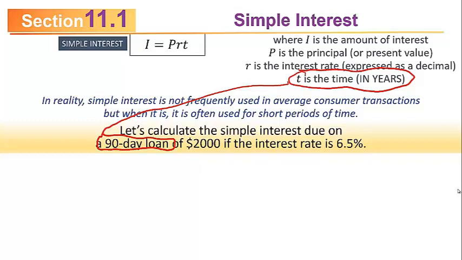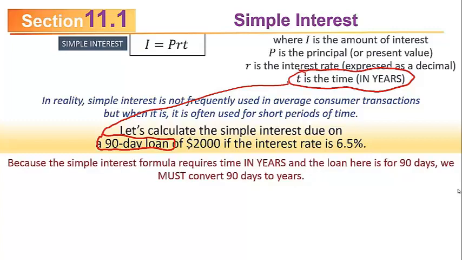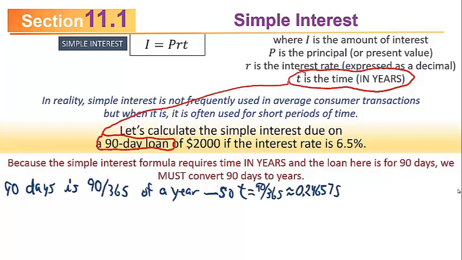This is a little different. We've been doing years and months. This is a 90-day loan. So you still have to change it to years, but you've got to think a minute. There are 365 days in a year, so 90 days is 90/365ths of a year. If you do that on the calculator, that comes out to be about 0.246575. Again, take plenty of extra decimal places. You have to convert it back to years, and if you're doing days, divide by 365.